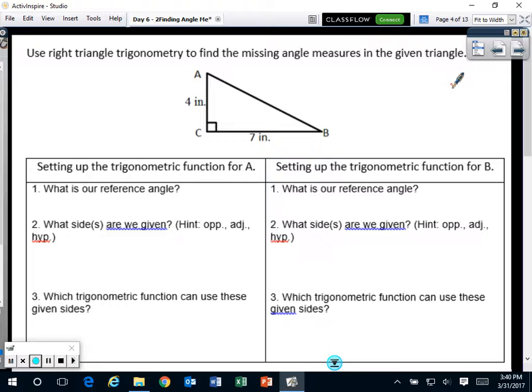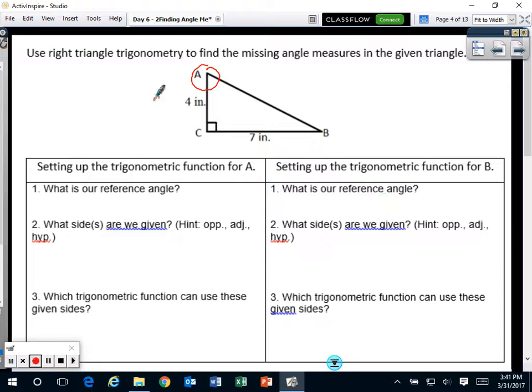All right, so number one, we're trying to find our missing angles. We have two missing angles on there. We already know the angle C is the 90-degree angle. So let's go ahead and circle A, because that's the first one we're going to find. On this left side, we're going to be setting up our problem to solve for angle A. On the right side, we're going to set it up to solve for B.